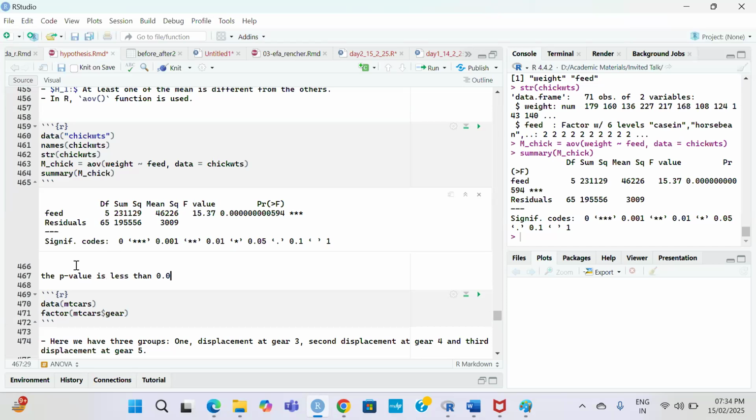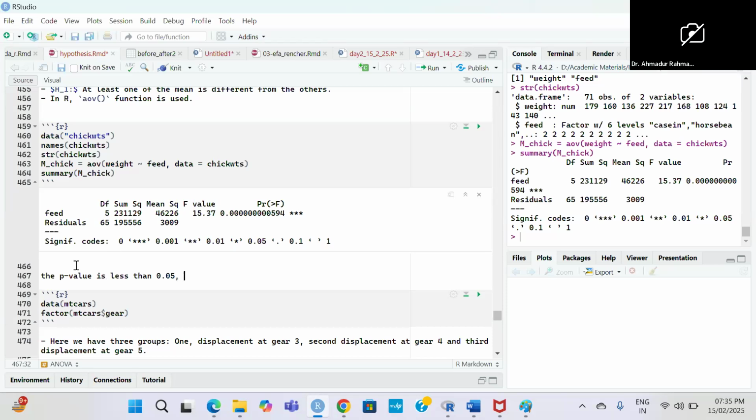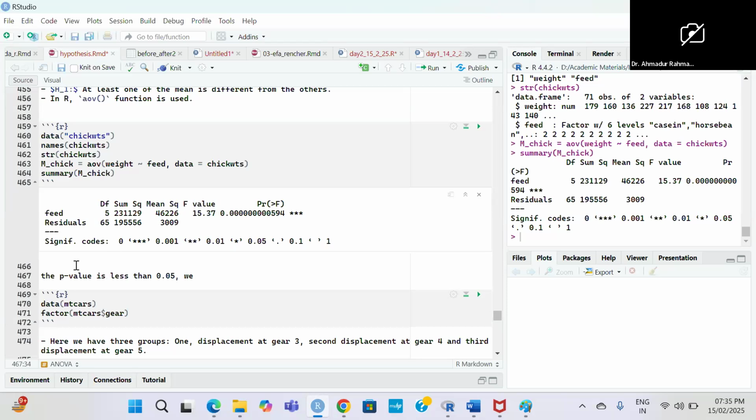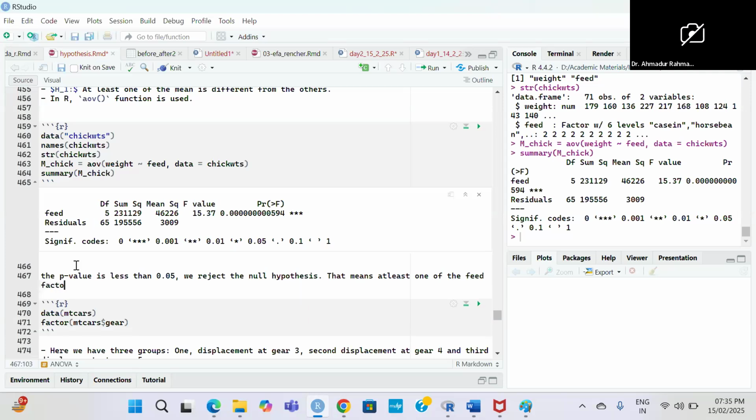So what do we say? Yes, the p value is less than 0.05, so we reject the null hypothesis. That means at least one of the feed factors is different from the others.